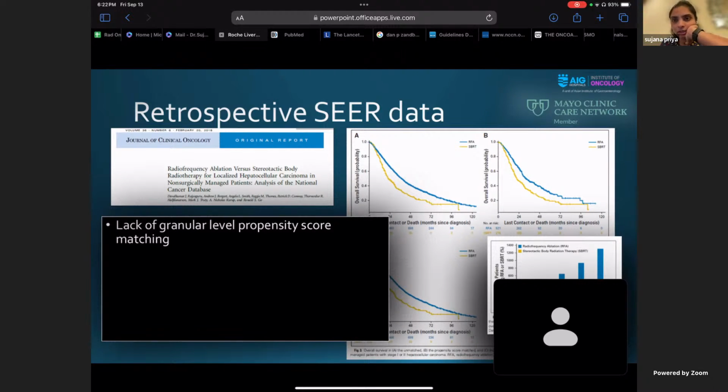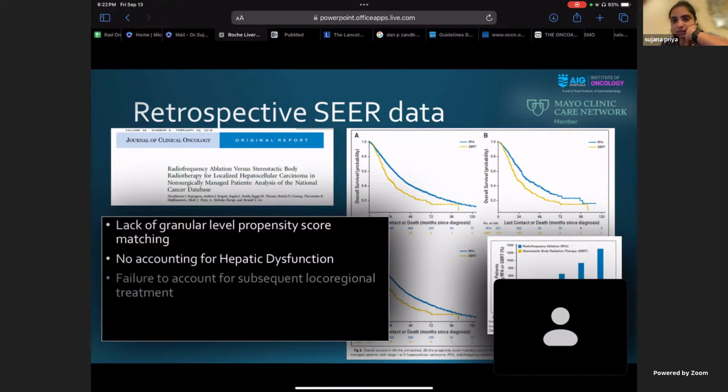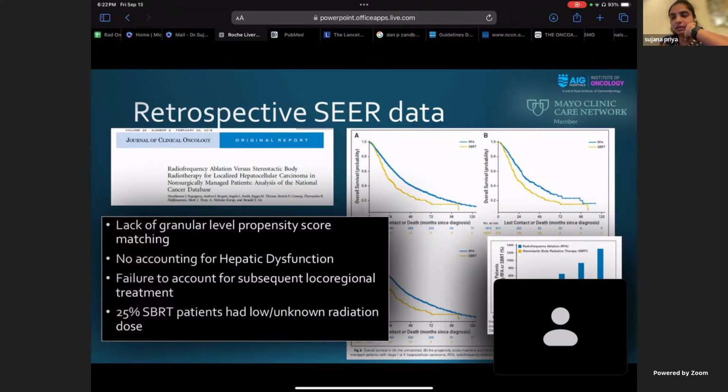But if you look at it at a granular level, there is a lack of granular-level propensity score matching in this, and also there is no accounting for hepatic dysfunction, and also no account for locoregional relapses after radiofrequency ablation. And also, almost 25% of SBRT patients had low or unknown radiation dose in this particular paper.